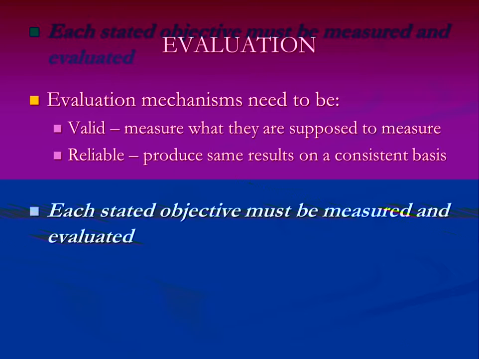So remember, the definition of validity is that we're measuring what we're supposed to be measuring, and reliability is all about consistency. So we're producing the same results on a consistent basis. So if I were to survey somebody today and then survey them tomorrow and didn't do an intervention between today and tomorrow, I should get about the same scores on that survey, honestly.